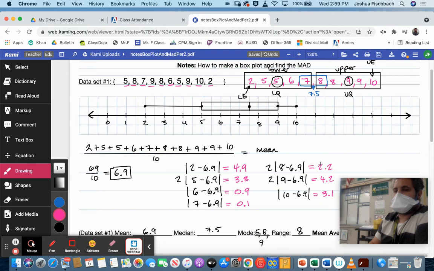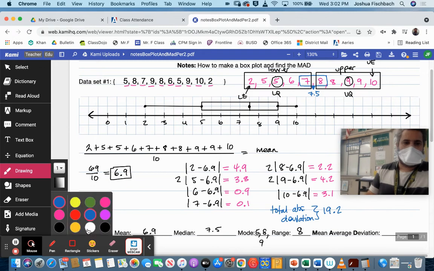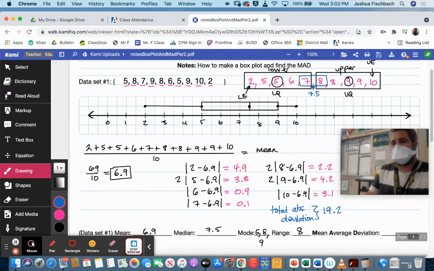Once you get all of these values, you're going to add them together. So I'll do that now off camera. So after a brief moment with the calculator, the total absolute deviations would be 19.2. And all I did is add all these pink values together, right? So the total absolute deviations is 19.2.